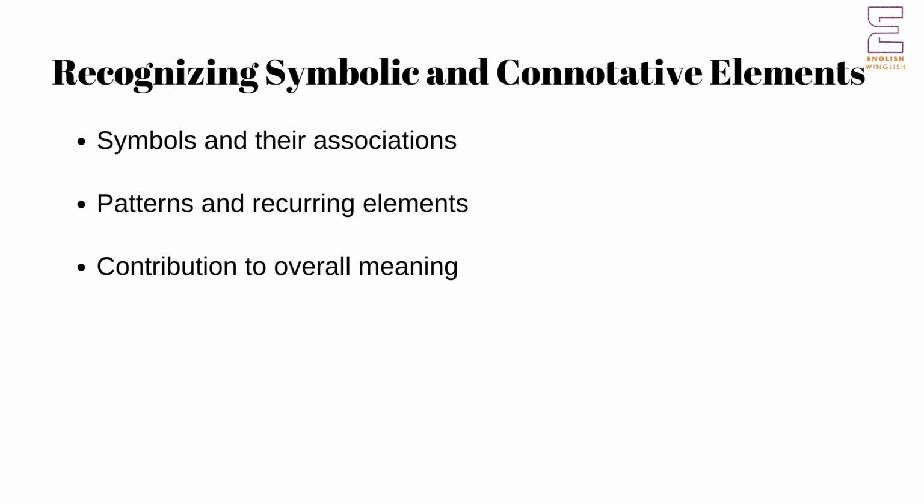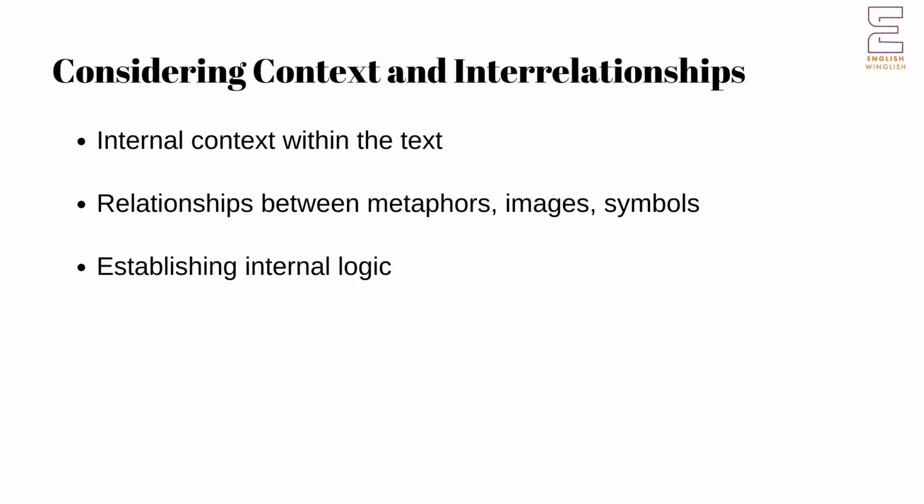Recognizing symbolic and connotative elements. As the analysis progresses, certain words, objects, or images within the text may emerge as symbols or carry significant connotations. These elements often develop associations or patterns that contribute to the work's overall meaning. For instance, recurring images or references to specific colors or times can be pivotal in establishing the setting and ambience of the work.